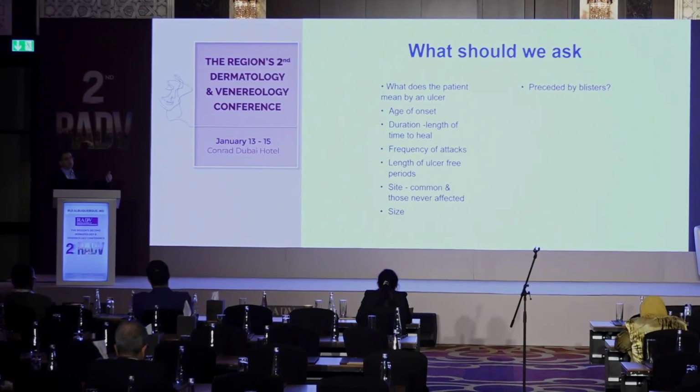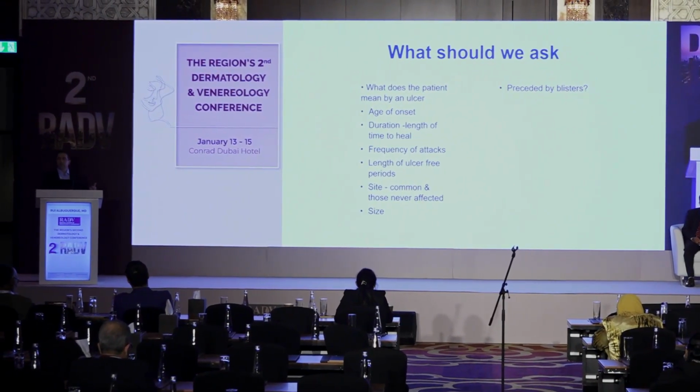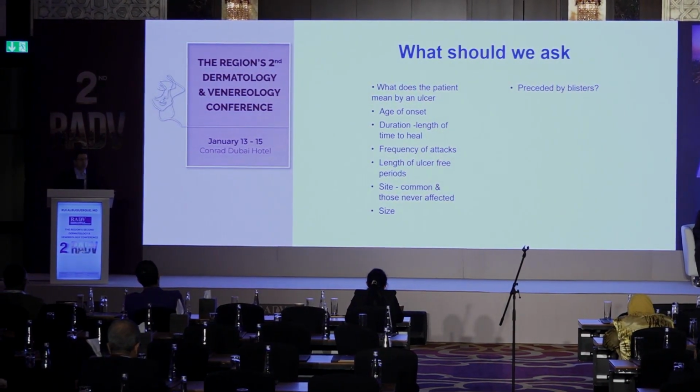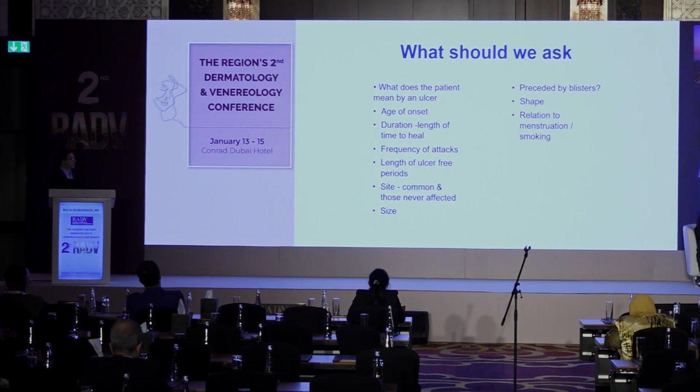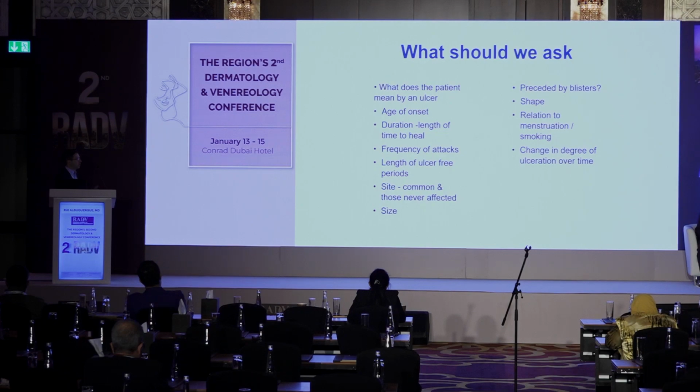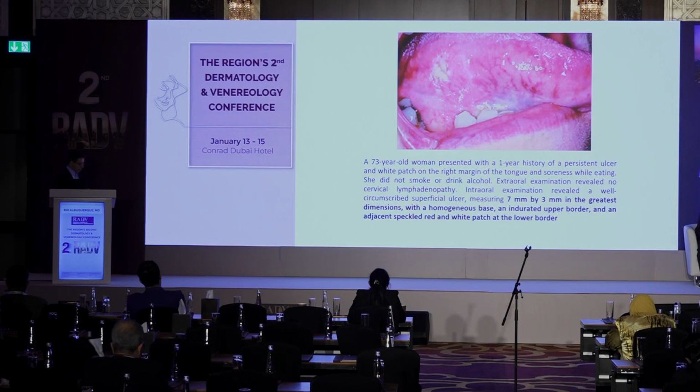Are the ulcers preceded by blisters? Then we can start thinking about vesiculobullous disease, pemphigoid area. The shape, whether it's regular or not, any relation with menstruation, and changes in the size and degree of the ulceration over time. So this was an interesting case, just to point out to you.